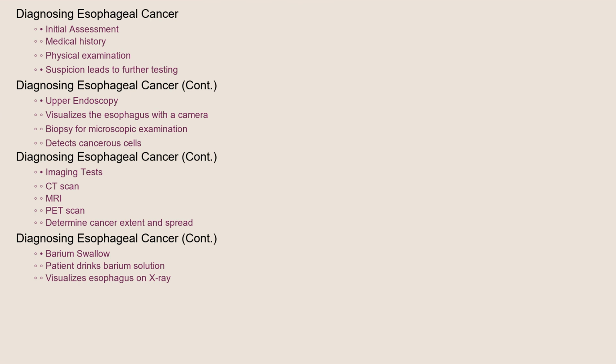How is esophageal cancer diagnosed? The diagnostic process typically starts with a thorough medical history and physical examination. If esophageal cancer is suspected, the doctor may order several tests. An upper endoscopy is a common procedure where a thin, flexible tube with a camera is inserted down the throat to visualize the esophagus. During the endoscopy, a biopsy can be taken to examine tissue samples under a microscope for cancerous cells. Other imaging tests, such as a CT scan, MRI, or PET scan, can help determine the extent of the cancer and whether it has spread to other parts of the body. A barium swallow, where the patient drinks a barium solution that coats the esophagus, can also be used to visualize the esophagus on an X-ray.